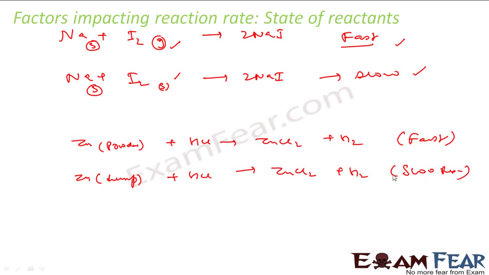You see, the state of the reactant is changing. In this case, it was powder. In this case, it was lump. This was a fast reaction. This was a slow reaction. But if you see, the reactants are the same, the product is the same, everything is the same, but the reaction rate has changed because of the state of the reactant. So, the state of the reactants has a role in the reaction rate.